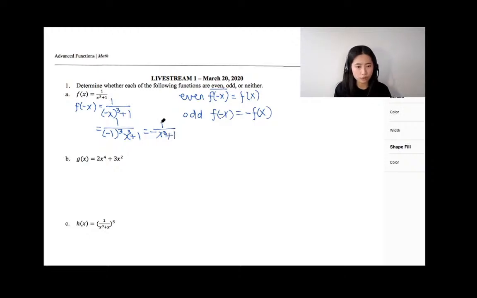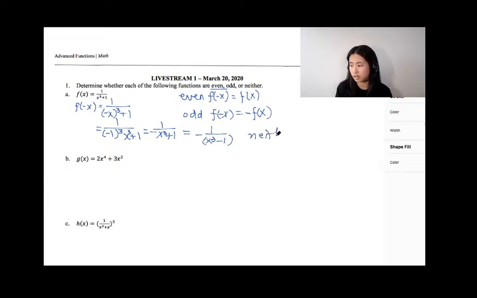If you think about this negative x cubed, this is not really outside of your function. It's actually just beside x cubed. Because if you factor out the negative sign, you're going to have negative, 1 over x cubed minus 1, because the negative sign gets distributed. So as a result, you're going to say that this function is neither.